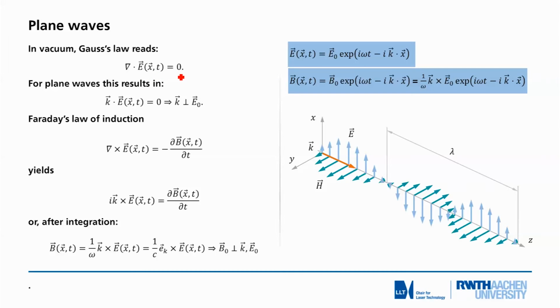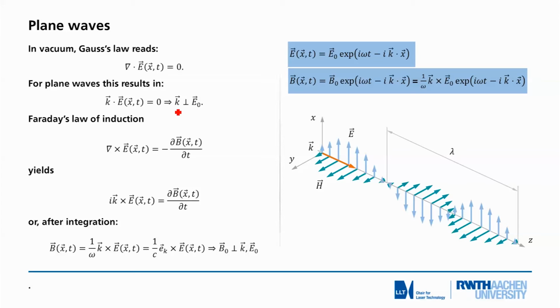Now if we look at the solution for plane waves in this context, the result is that the product of the wave vector and the electric field equals 0, because this is simply the application of the space derivative, and we end up with k times E, and this has to be 0, which means that the electric field is always perpendicular to the wave vector.